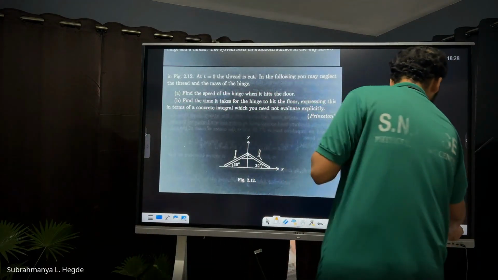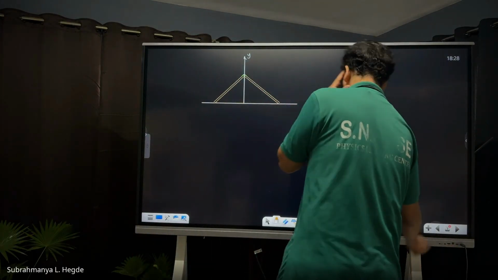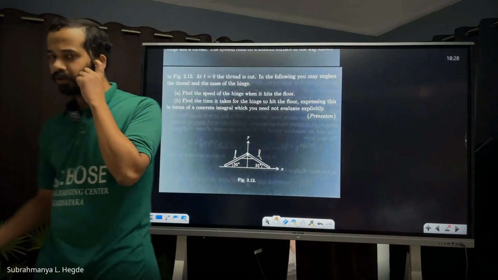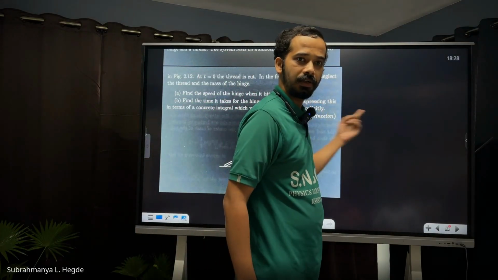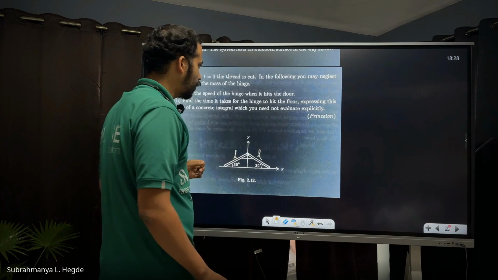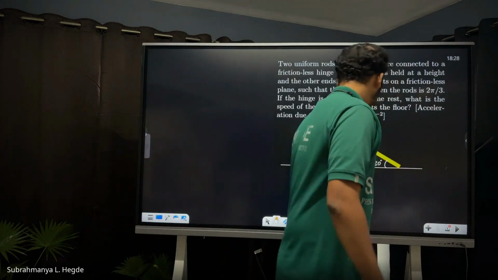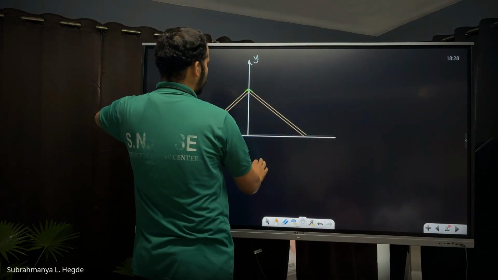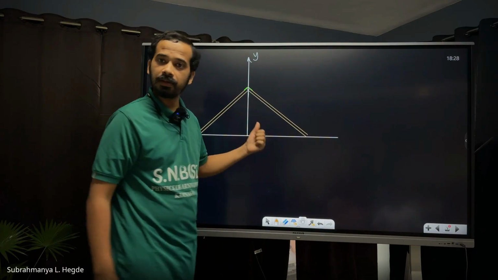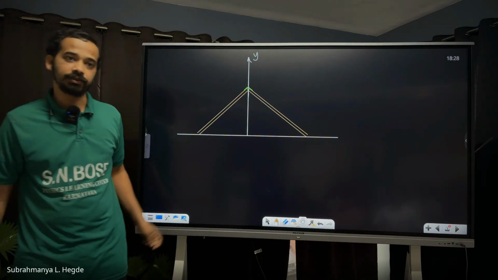So you do one thing, just go through this rigid body related Lagrangian problem in the last video. Try to solve this one. This is the only problem where I have defined the coordinates, and from the coordinates I have defined the kinetic energy.